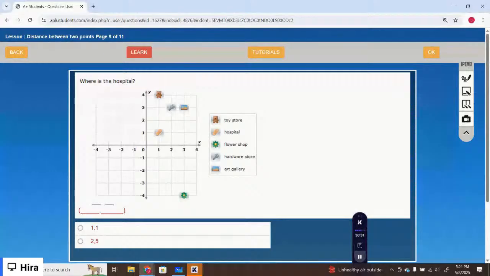Where is the hospital? So the hospital is at (1, 1). Option number 1 is the correct option. Very good.